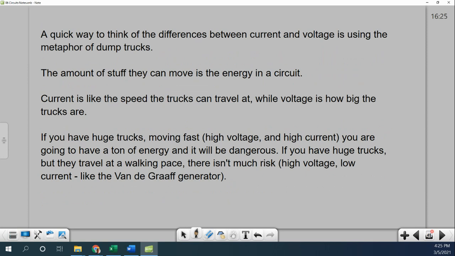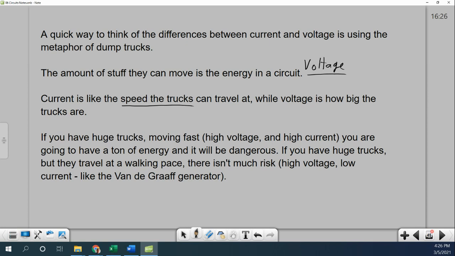If you want to figure out the difference between current and voltage, think about it like dump trucks. The amount of stuff a dump truck can move is how much energy is in the circuit. It's like your voltage. So a big voltage would be a big dump truck. It can carry a big load. Current is the speed of your charges, like the speed of the trucks. I could have really, really small trucks, but if they move crazy fast, if I've got 1,000 trucks a minute going past this spot, well, I can move all kinds of dirt.